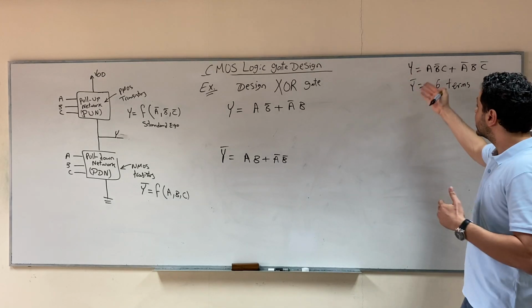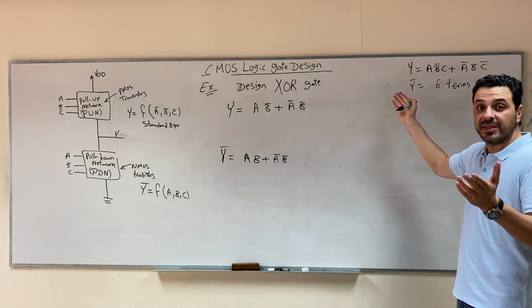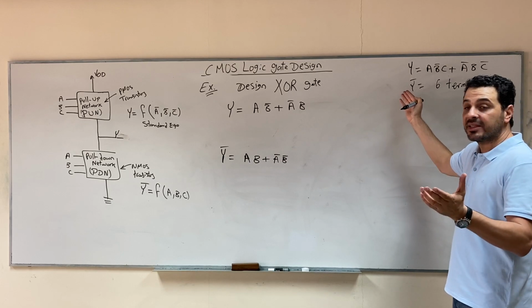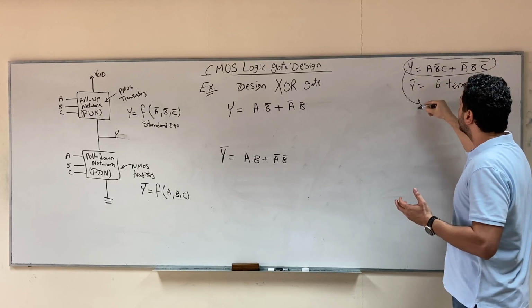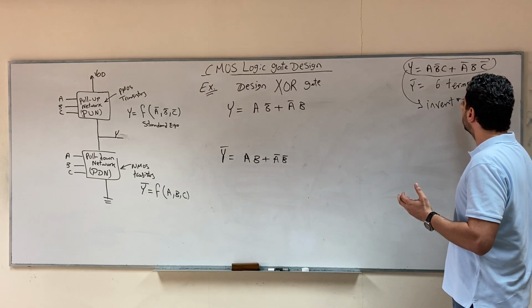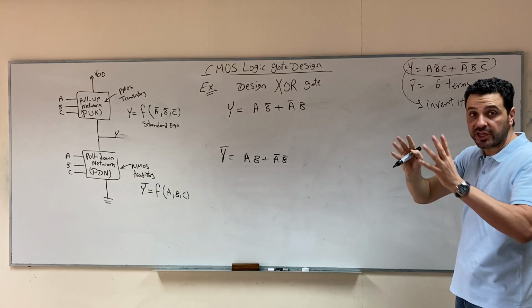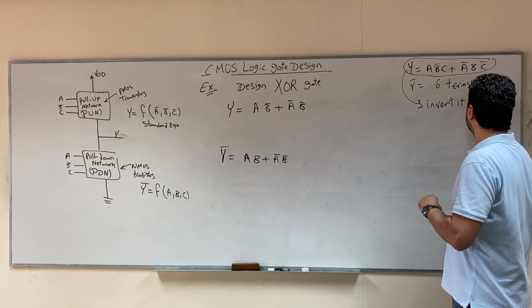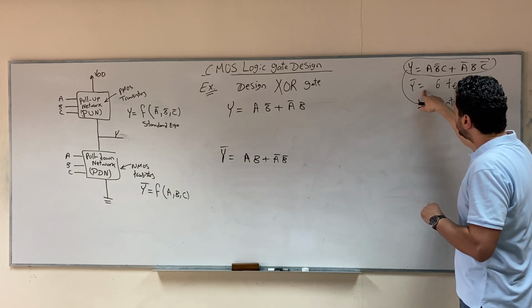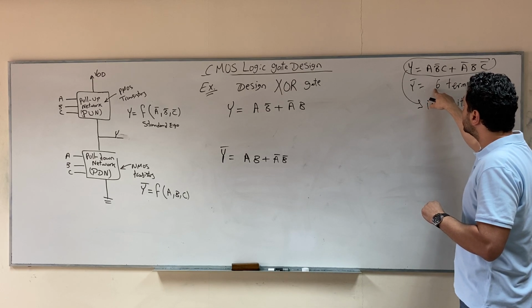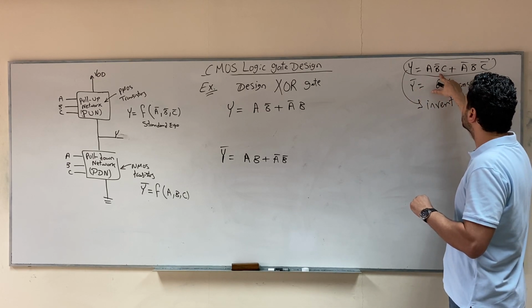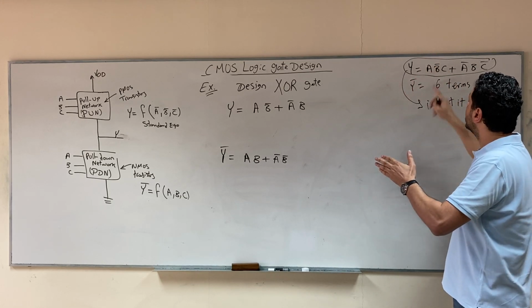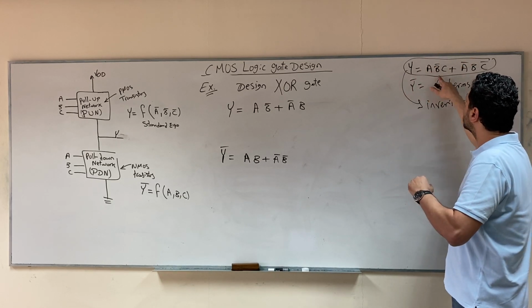So how to implement this circuit, and this you will see in the examples or in the homework, examples in the textbook. It's better to implement the y and then you invert the connection in order to get the pull-down network. Because if you implement the pull-down network using these 6 terms, you will use many transistors. But here you are using only 2 terms, which means 2 branches, each branch with 3, let's say 3 transistors.